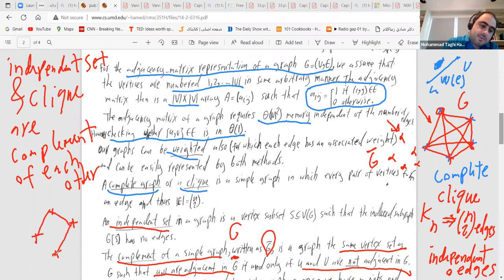Another example can be something like this. Consider this graph. Now, what is the complement of this graph? I will draw it with another color. Those edges that exist here, they don't exist there. So this is G complement, and this is G, and these two are complements of each other. So this is the concept of complement, and a clique versus an independent set are complements of each other. Let me clear all drawings.